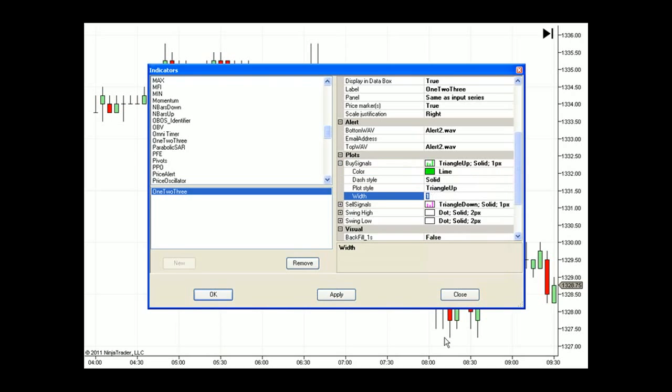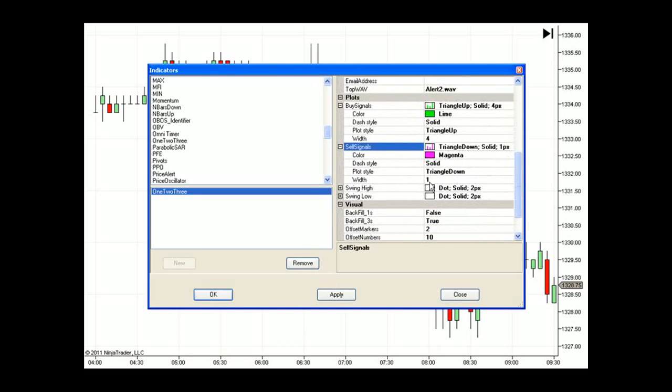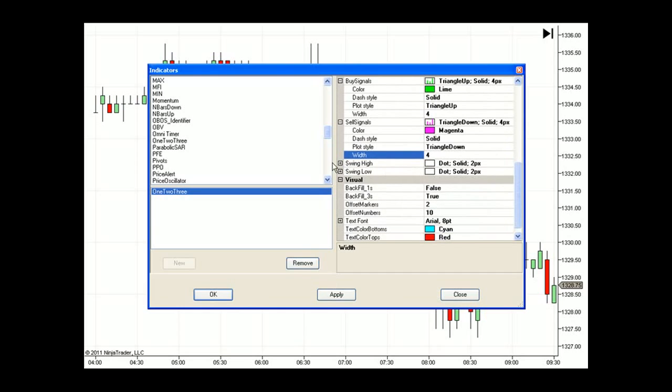About the only thing I ever change on these is I make the signal triangle more noticeable, so I'm actually going to make that a little bit larger. The sell signals, same idea. It's a reddish color because red is traditionally a bearish color. Here, once again, I'll make the setting a little bit larger than the default setting.